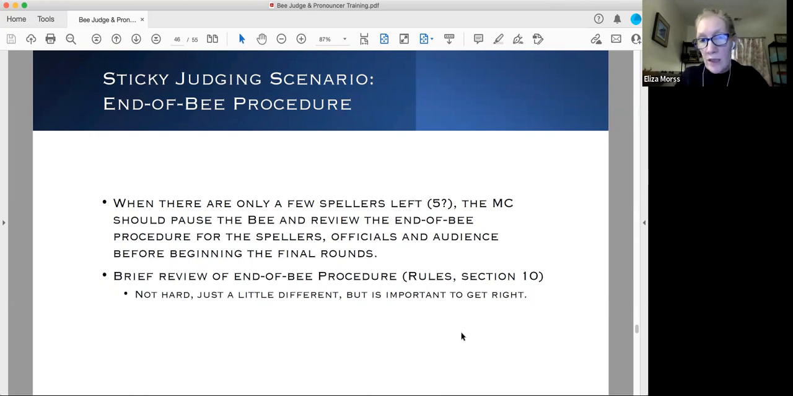So it's just a little bit different. That's a general review, but go to rules section 10. It will go through that in a little bit more detail, but that's the fundamentals. So it's the only time where you can spell incorrectly and still stay in the bee. So that's just an interesting difference, but it's something to be aware of.